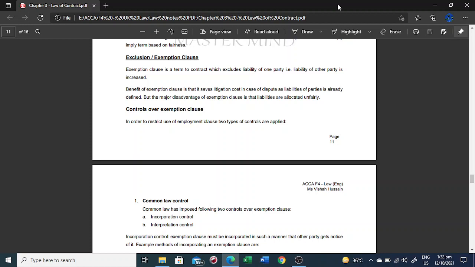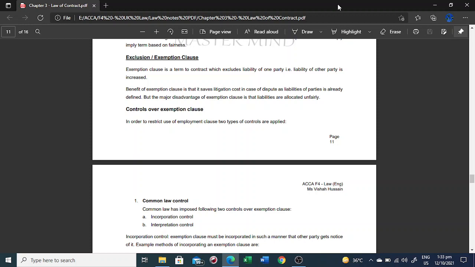Hi again. So now we are continuing with the exclusion or exemption clause. There is a clause that is considered to be a term in the contract. Why is this so important? Because it is going to exclude one party from a particular liability. So basically, this term or this clause is used to increase the liability on one party and decrease the liability from the other party. So the benefit of an exemption clause is that it saves litigation cost in case of dispute.